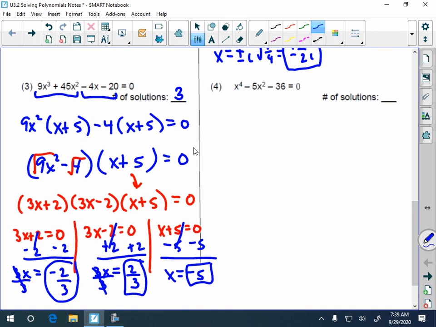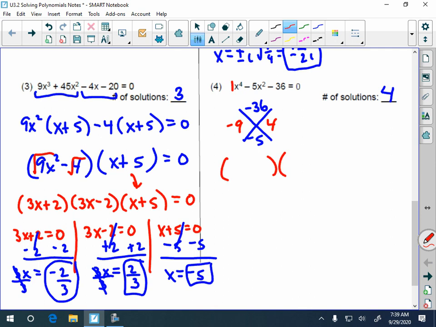Alright, number 4, there's no GCF, it's a degree 4 this time. Degree 4, so we're looking for 4 solutions. It's a trinomial, 3 terms, so we use the x. Negative 36 goes on top, negative 5 goes on the bottom. So 2 numbers that we're looking for, it's like negative 9 and positive 4. And we don't divide by anything because we're leading off with a 1.